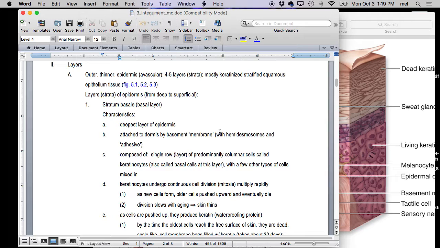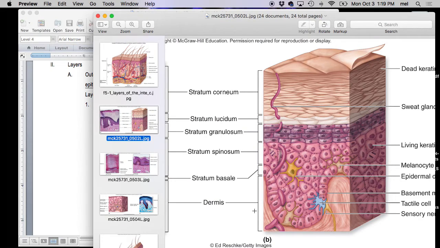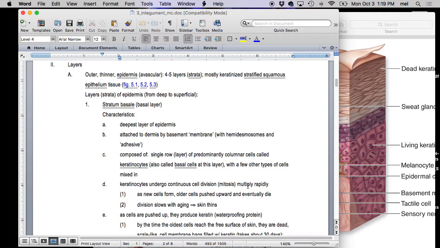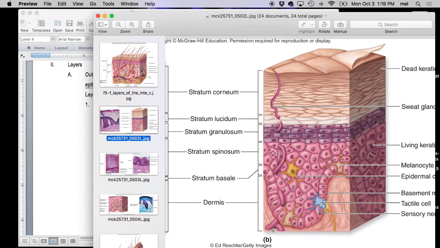Okay, so the Stratum Basale is the deepest layer of the epidermis. It is, of course, going to be attached to the dermis by what? The dermis is the connective tissue. How do you stick the connective tissue? Yeah, the basement membrane, exactly. It's going to be attached via the basement membrane plus some hemidesmosomes every once in a while. And what it is composed of is a single layer of mostly these basal cells. There's a couple other kinds of cells in there we'll talk about in a minute.